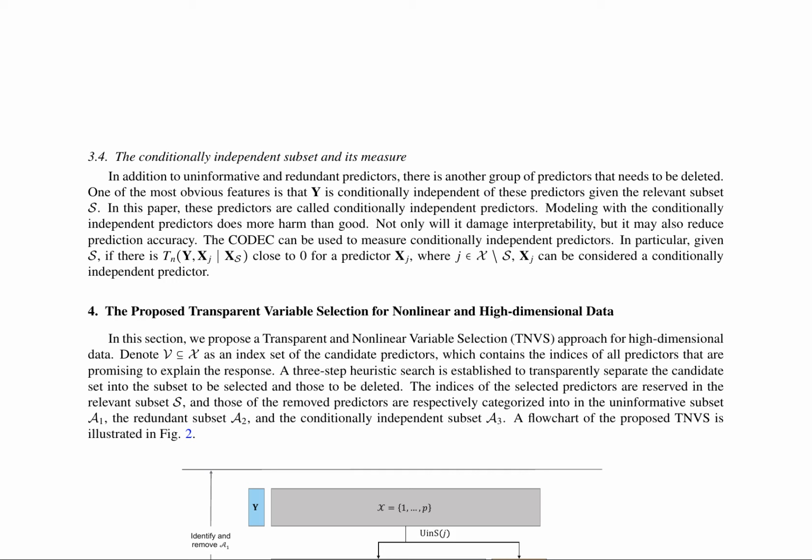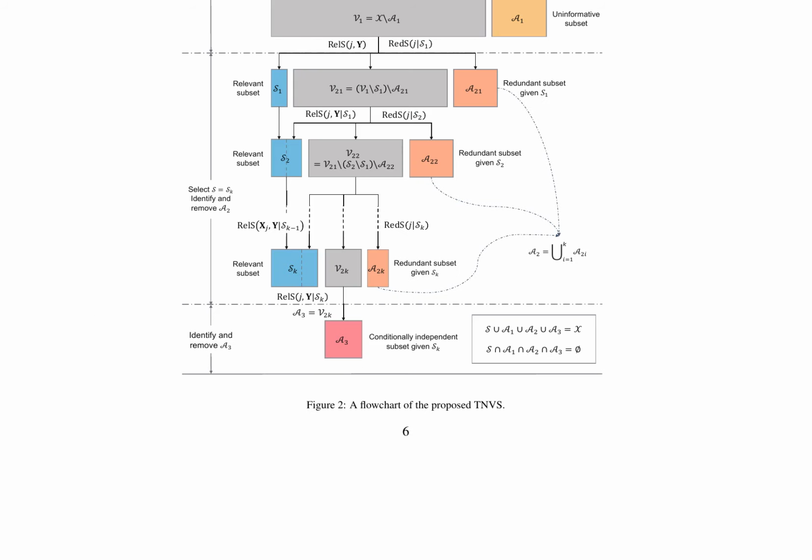This three-step heuristic search methodology separates candidate predictors into two distinct categories: those to be selected and those to be deleted. The TNVS approach is visually illustrated in Figure 2, which outlines the stepwise process for identifying uninformative, redundant, and conditionally independent subsets. The TNVS approach begins by identifying uninformative predictors, which do not contribute to the target response.